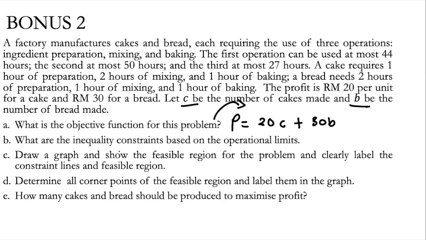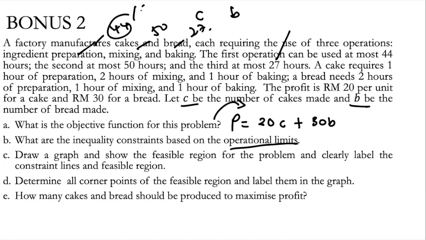What are the inequality constraints based on the operational limit? If you look at the question carefully, you have preparation, mixing, and baking, and you have cake and bread. Preparation at most 44, mixing at most 50, and the third, baking, at most 27. But all of these involve cake and bread. So how to write the inequality constraint? For preparation, a cake requires 1 hour of preparation, and a bread needs 2 hours of preparation.